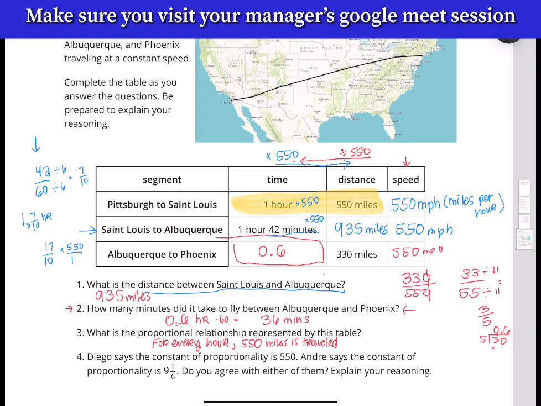So I moved too fast. At first I was like, oh, this is 0.6 of a minute, but no, it's actually 0.6 of an hour. And then that's going to be equivalent to 36 minutes. All right. So now let's look at this one.